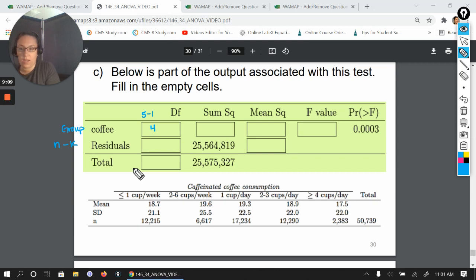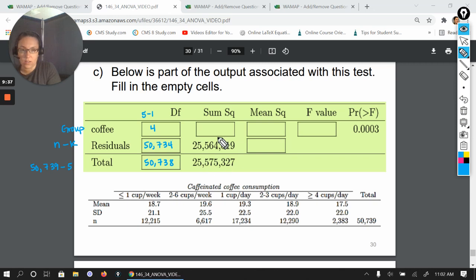So that would be 50,739 minus the number of groups, which is 5. So that would be 50,734. And so if I add this column up, I get 50,738 degrees of freedom. The sum of squares, the first box is blank, but we do know the total.